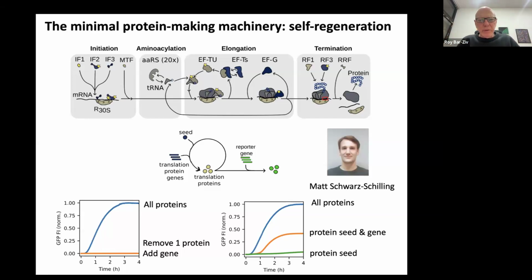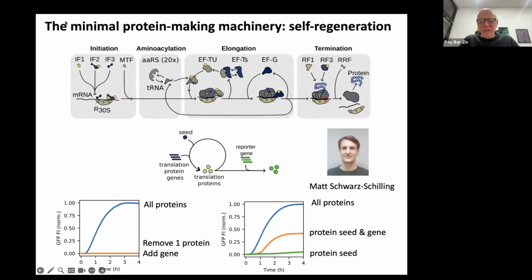So briefly, without going into any detail, this is the biochemical scheme of all the helper proteins that help the ribosome translate: initiation, aminoacylation, elongation, and termination. You have 30 proteins, 30 genes which encode them: initiation, 20 synthetases, elongation, and termination proteins. They have different functionality. I'm not going to go into that.